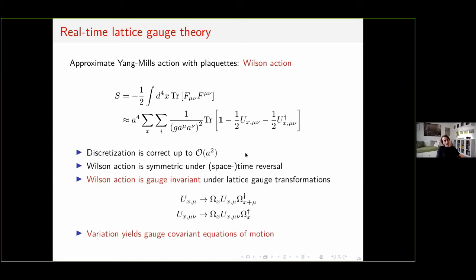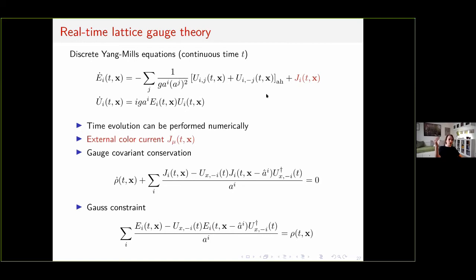If you want to do real-time lattice gauge theory, we'll do the same thing in Minkowski space and then vary this action with respect to these gauge links. And what this gives you is a set of gauge covariant equations of motion, right? So these look like this, at least if you go to a continuous time. So what you have here is, again, the gauge links, right? And then we also use the electric fields basically as conjugate momenta to these gauge links in some sense. And these equations you can readily solve on your computer. It's not particularly hard to do that.